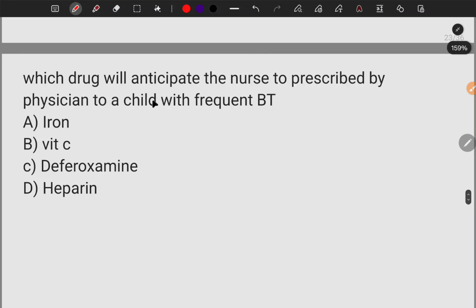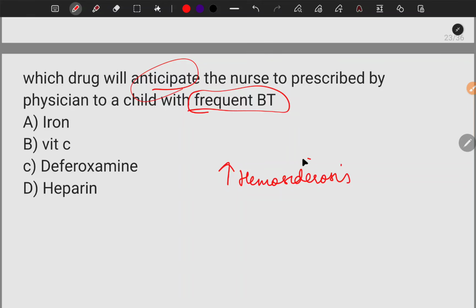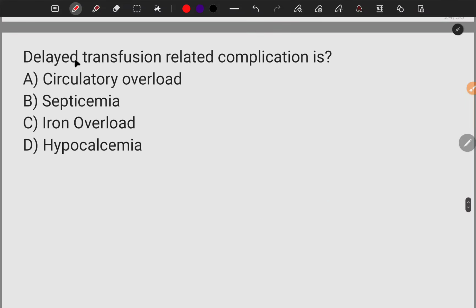Which drug is anticipated by the nurse to be prescribed by a physician to a child with frequent BT? I told you, if anyone is receiving frequent blood transfusion, there is a risk of hemosiderosis. What is hemosiderosis? Increased iron overload. So the antidote for iron overload is deferoxamine. We have discussed it earlier. So the answer is deferoxamine. Delayed transfusion related complication is what? What happens if you delay a transfusion? If you delay transfusion, iron overload will occur.